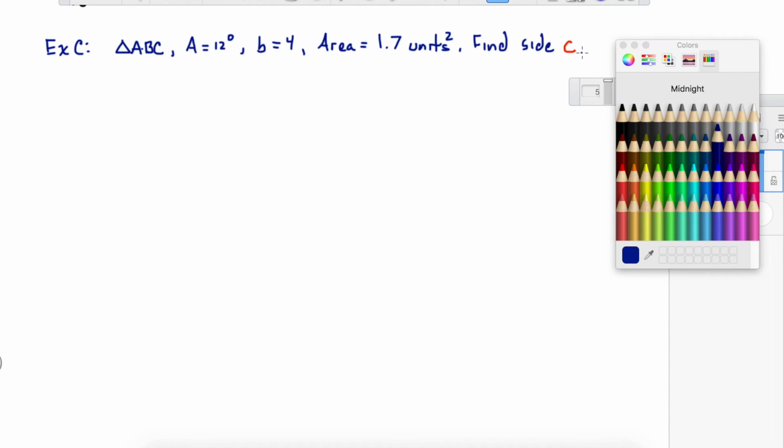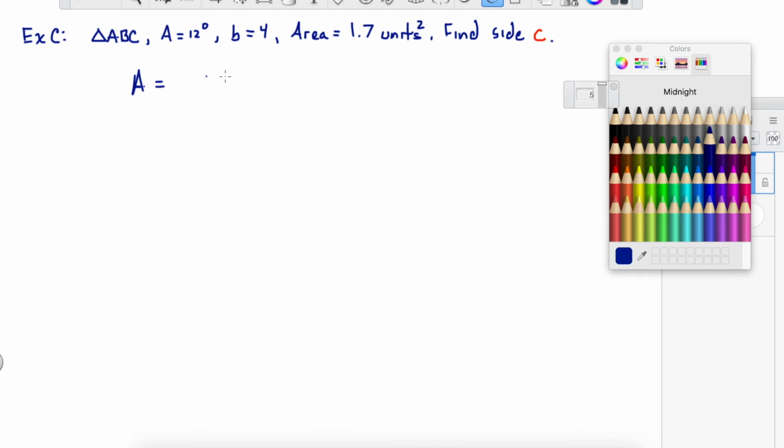Find C. Use capital A for area, not to be confused with angle A. Area equals 1/2 BC sine A. Okay, so last time I just substituted everything and then solved it. I think I'm going to solve for the unknown variable first. So we're looking for this side C. Let's get this in red. Let's get rid of everything else.